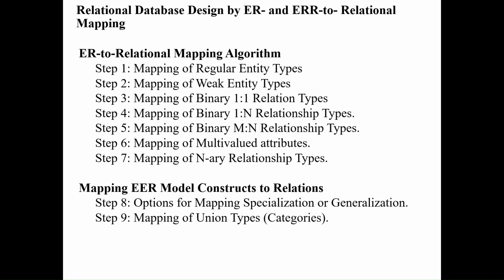So what are the rules to convert this ER and EER to relational schema or relational model? We call it mapping rules or a mapping algorithm. There are a total of 7 steps to convert ER into relational mapping or relational schema, and there are 2 steps for conversion of EER to the relational schema.